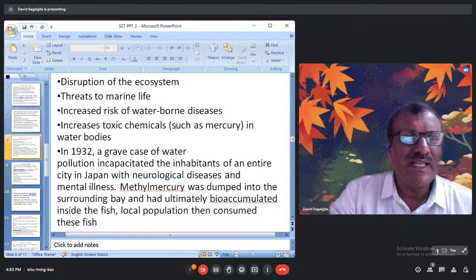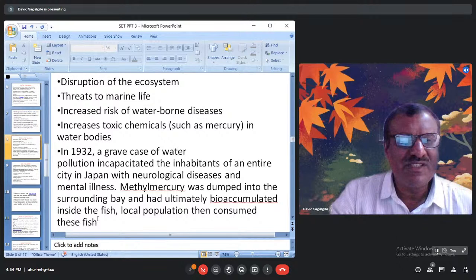Increased toxic chemicals such as mercury in water bodies. In 1932, a grave case of water pollution incapacitated the inhabitants of an entire city in Japan with neurological diseases and mental illness. Methyl mercury was dumped into the surrounding bay and had ultimately bioaccumulated inside the fish. Local population then consumed this fish.